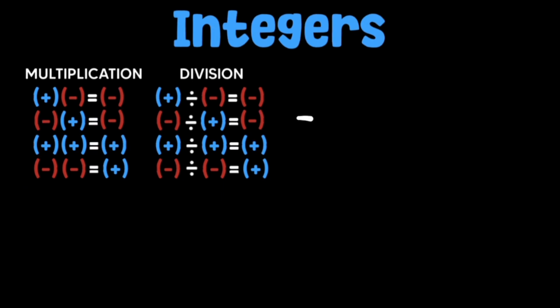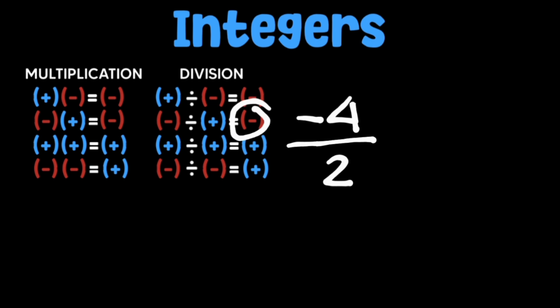Now let's just say we have -4 over 2. In this case, we have a negative number that is being divided by a positive one, which will also give us a negative result. So now we divide 4 by 2, that is 2 with our negative sign.